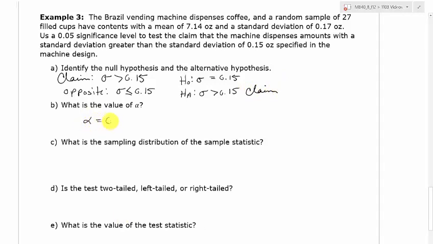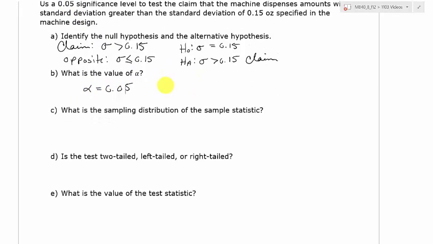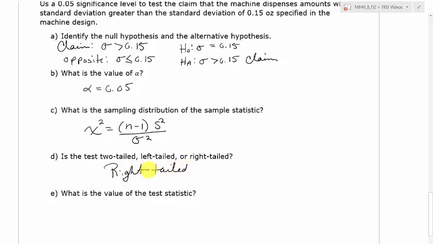Alpha is 0.05, so that's the significance of our test. The sampling distribution is chi squared, and it's n minus 1 s squared over sigma squared. This test is a right-tailed test. So this is coming from your alternative always. Since it's greater than, it's right tail.